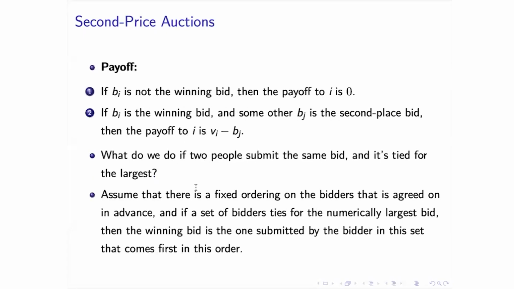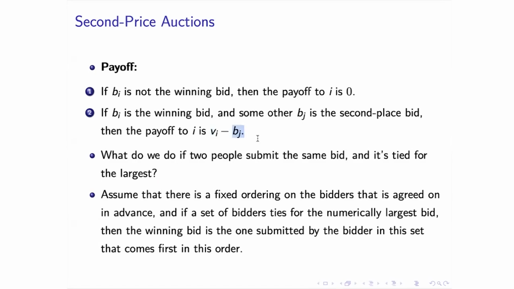What about the payoff? The payoff depends on whether the bid is the winning bid or not. If the bid Bi is not a winning bid, then the player does not get the item, and therefore the payoff to player i is 0. However, if Bi is the winning bid, then the player gets the item and has to pay a price Bj, which is the second highest bid. And then the payoff to player i is given by Vi minus Bj. Notice Vi is the valuation of player i for the item, and Bj is the second highest bid for this item.